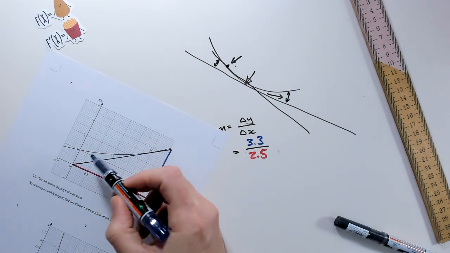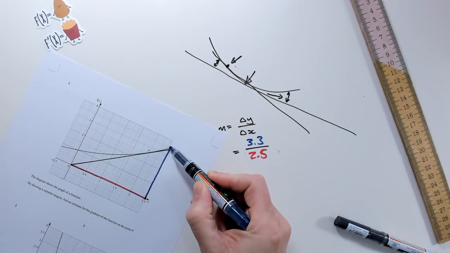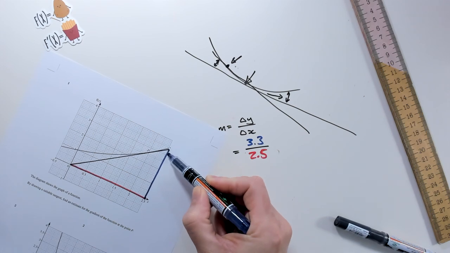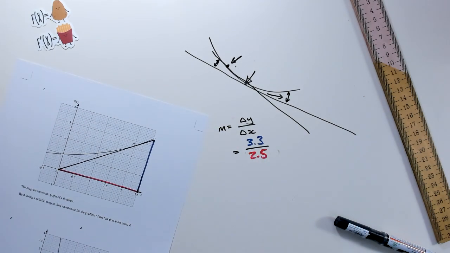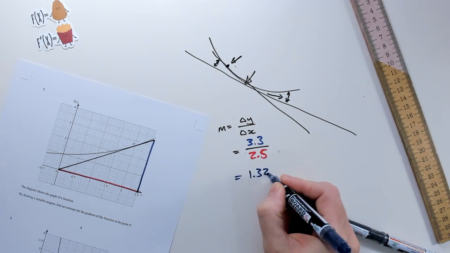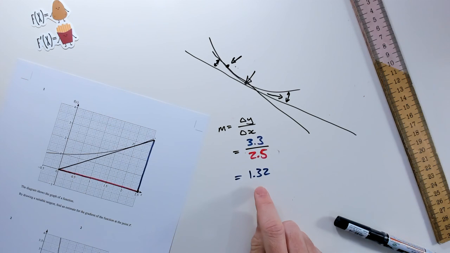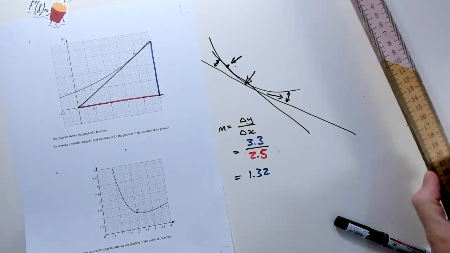3.3. So from 0 to 3, and you can see the 3.5 would have been around there, so it's almost there. And then I'll get my trusty calculator, and I'll say 3.3 divided by 2.5, and that would give me 1.32. So the estimated gradient at point P is 1.32.